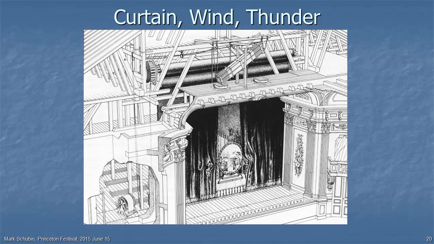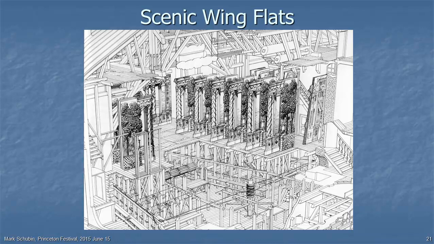Here are scenic wing flats, and this machinery is so extraordinary, it can do a complete scene change from, say, a park to a ballroom or vice versa in a matter of 4 seconds. Not 4 minutes, but 4 seconds. And down at the bottom near the center, you can see one of those capstans.